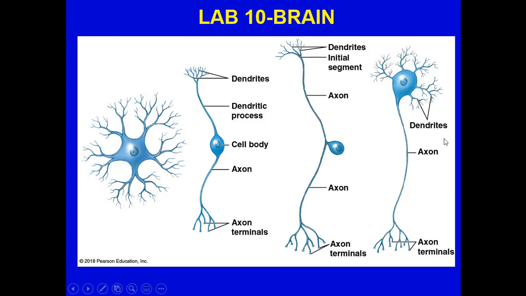And then we have the multipolar one, where you have dendrites extending out around the soma, and then a very long axon, and then the axon terminals here.